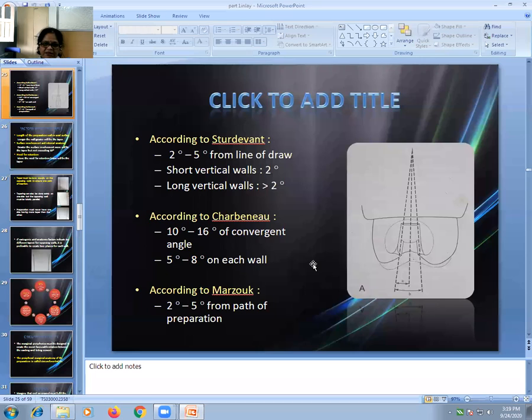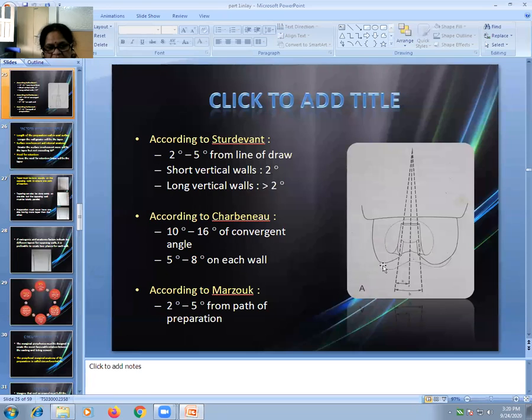So how much will be the inlay taper? This is again a viva question usually asked. You should know it when you start with the preparation. According to Stuart, it is 2 to 5 degrees from the line of draw. According to Charbeneau, it is 10 to 16 degrees, and according to Markley, it is 2 to 5 degrees. And in this, according to Stuart, whenever the short vertical walls are there, it will be only 2 degrees. If there are long vertical walls, then it will be more than 2 degrees.